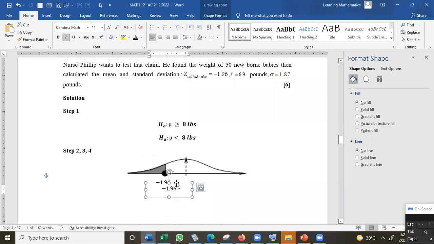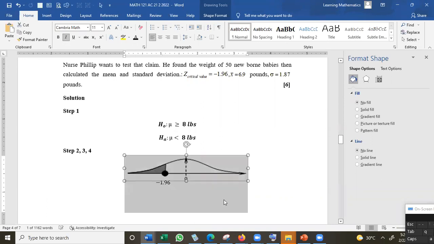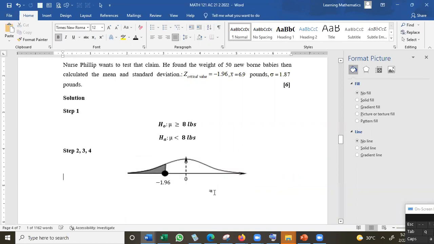Here we're going to complete step numbers 2, 3, and 4. We have our normal curve. We have shaded the critical region on the left, and we have placed our critical value on the left side of 0, because this is a normal curve and this is a number line. 0 is in the middle. If it was a right tail, then we'd have to drop the negative sign.